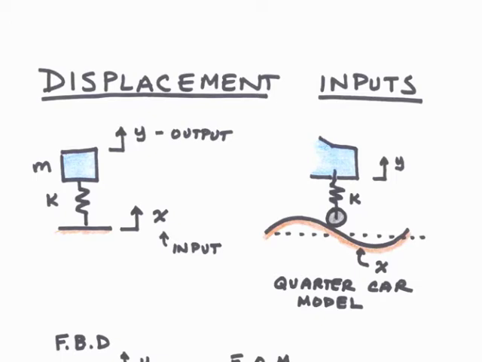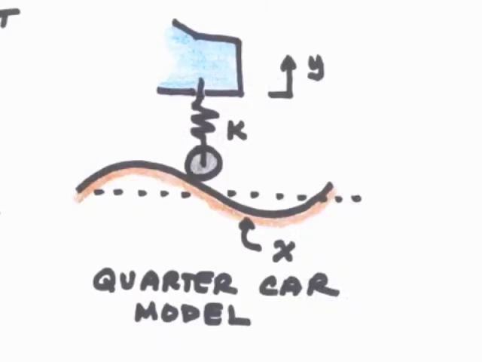We've seen a few applications with this kind of input. One that comes immediately to mind is that of the quarter car model. In the car problem, the car is moving across an uneven road, and as it moves, the tire will move up and down with the road surface. This displacement is then transmitted to the car through the suspension stiffness.